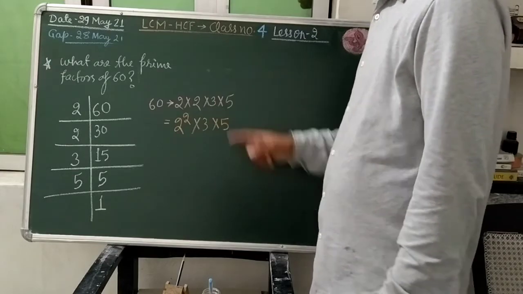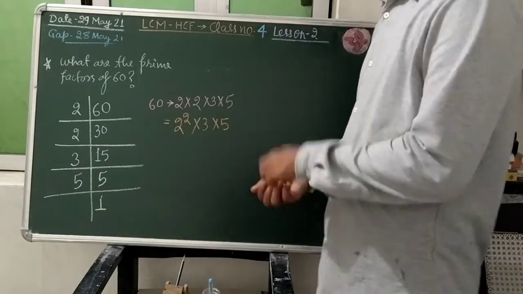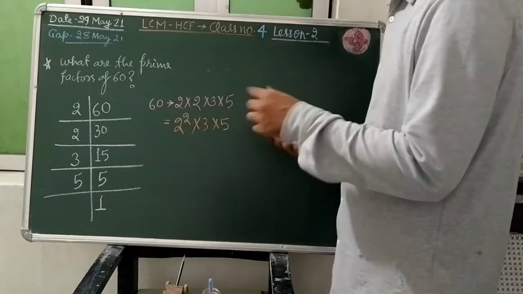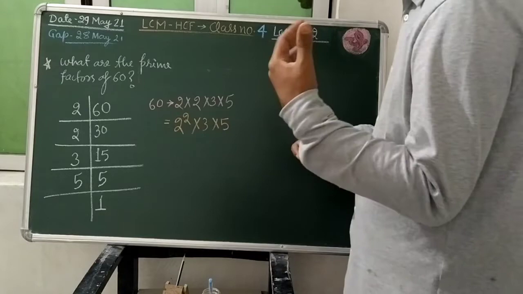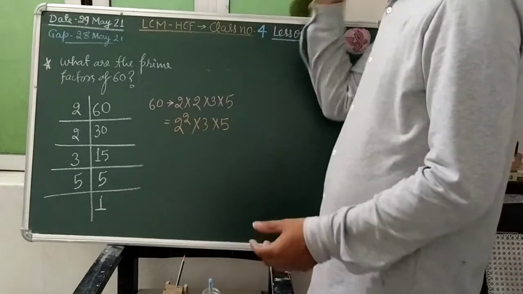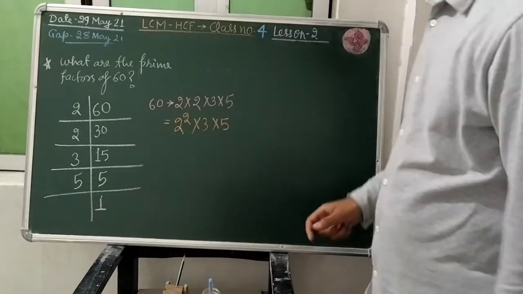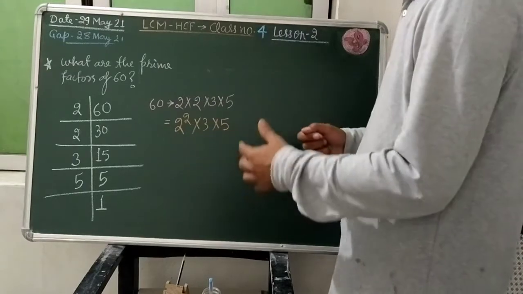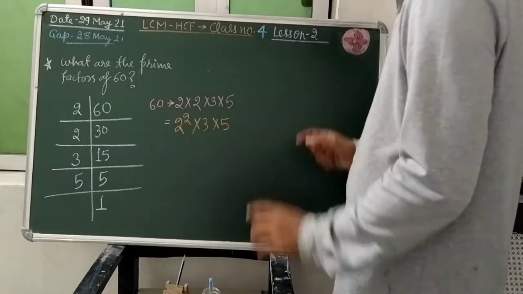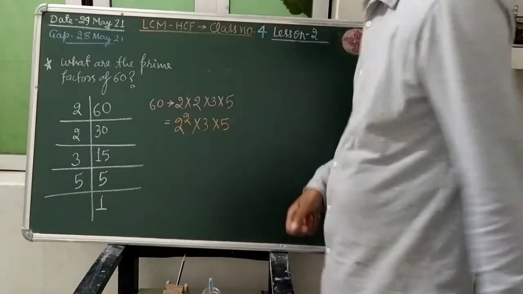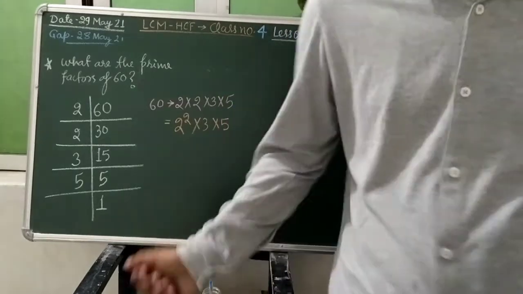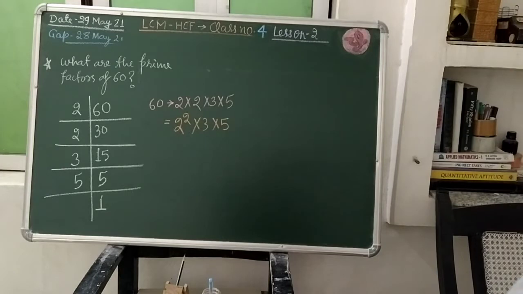Only you will notice that if any number is coming 2 times, the power will be 2. If any number is coming 5 times, the power of that number will be 5. So please try to understand: how many times the number appears with the multiply operator, that we can write as the power. So write it up to your students first.